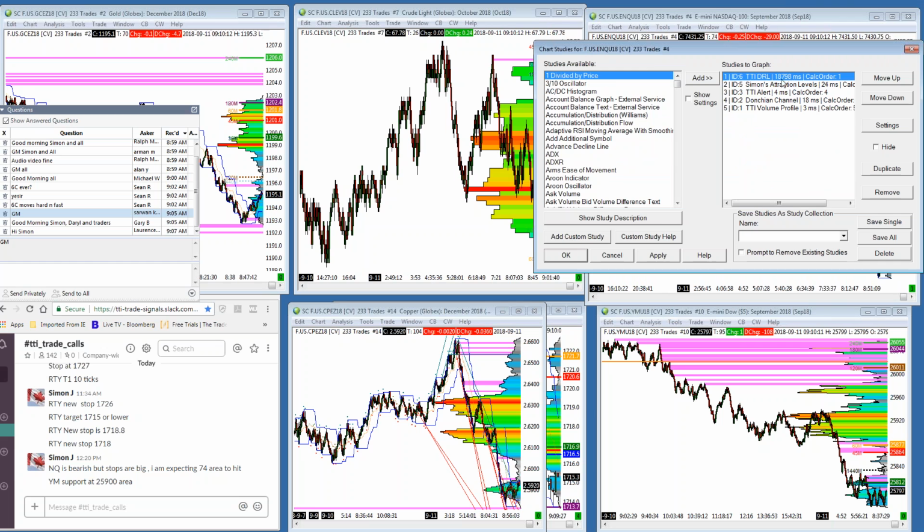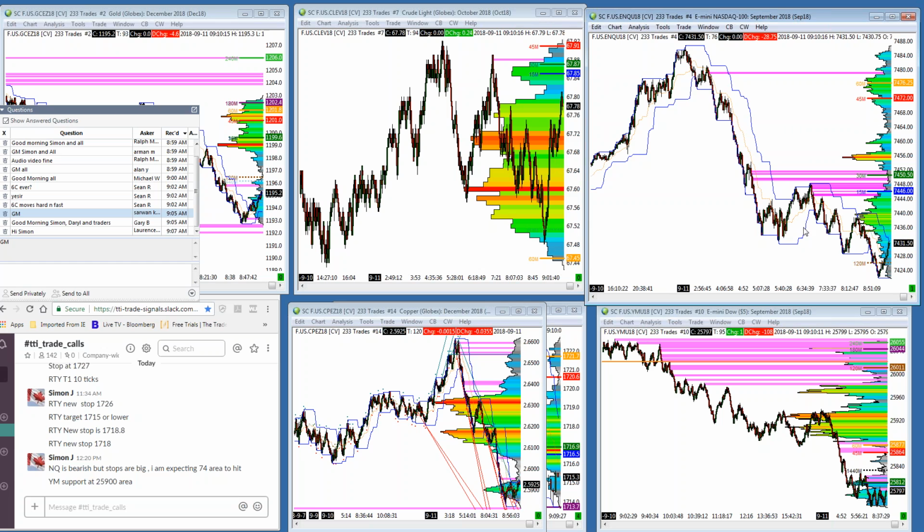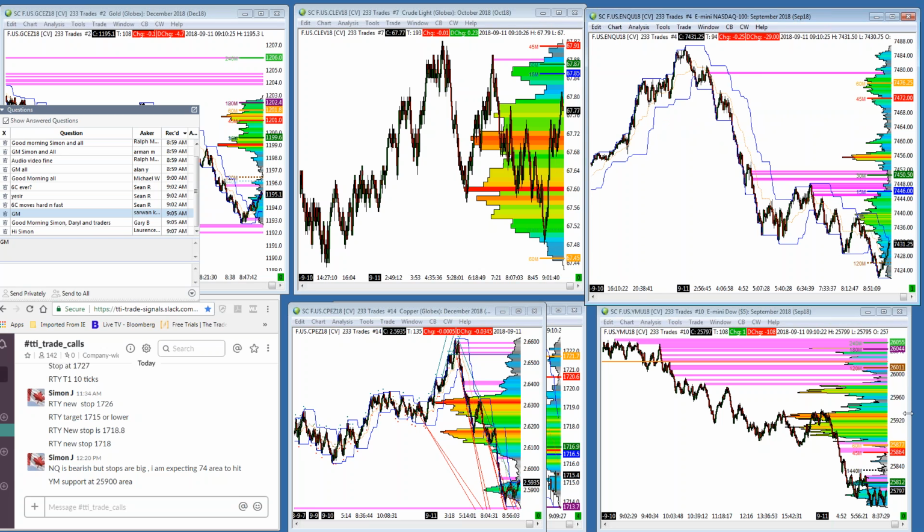Let me see how many I have on the attraction level of 20. Okay. So that's ideal, but I don't have a level here. I don't see a reasonable area where it stopped. So let's wait and see. Same thing with the YM. See, YM, I have most of the attractions higher.